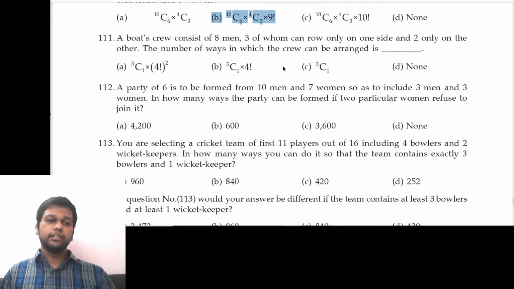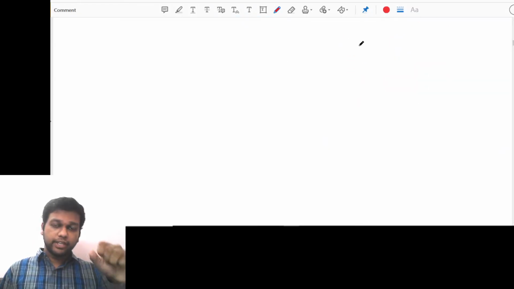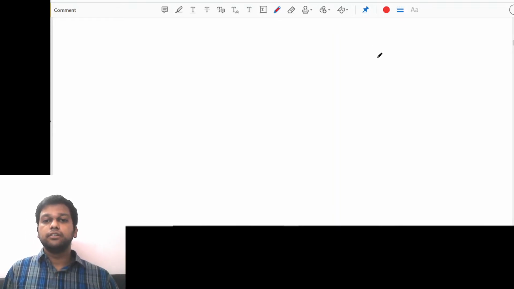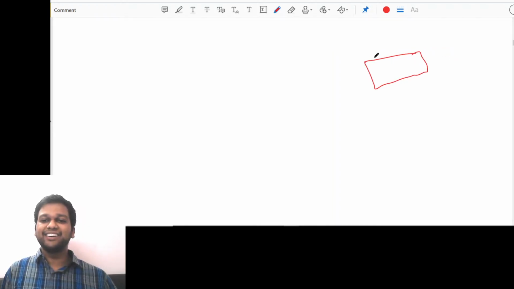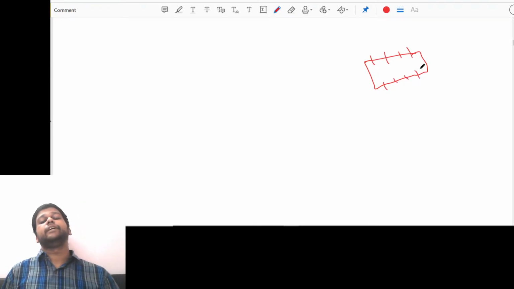Okay. 111. A boat's crew consists of 8 men, 3 of whom can row only on one side and 2 only on the other. Okay, first of all, the boat will have 2 sides, right? For rowing. Rowing is for taking the boat ahead. They are using the paddles. So the boat has 2 sides. Maybe the boat is like this. It will not be a rectangle, but let's assume 8 people are there. That means 4 have to be on this side, 4 have to be on this side.